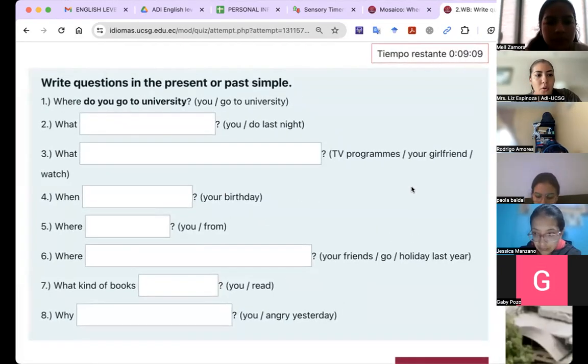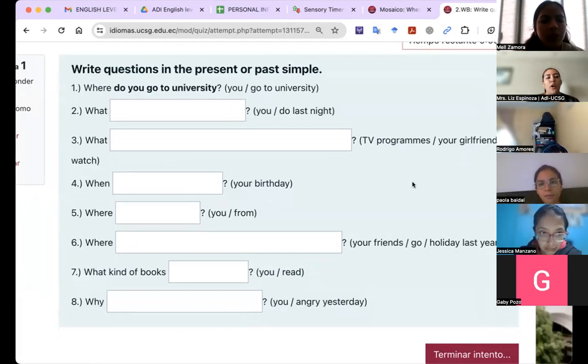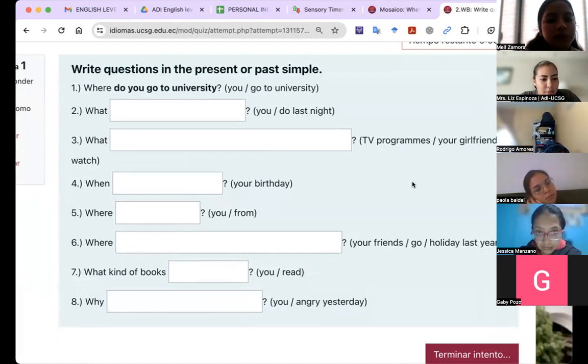Okay, so write questions in the present or past simple. In this case, where do is in present, right? Where do you go to university? Then I'm going to do the same. How many students do I have? 1, 2, 3, 4, 5. Okay, I'm gonna ask you to complete the last 5. And we're going to complete together 2 and 3. Okay, let's see how it goes.